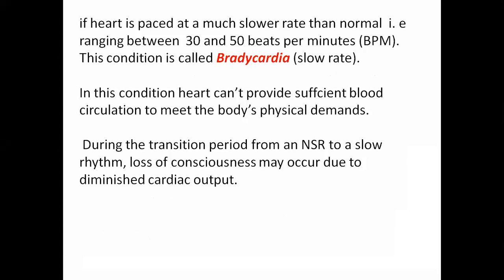If the heart is paced at a much slower rate than normal, that is around 30 to 50 beats per minute. Generally, the heart functions between 120 and 80 beats per minute, where the high is 120 and the low is 80. Normally we can say the heart rate of adults is around 75 to 80 beats per minute.